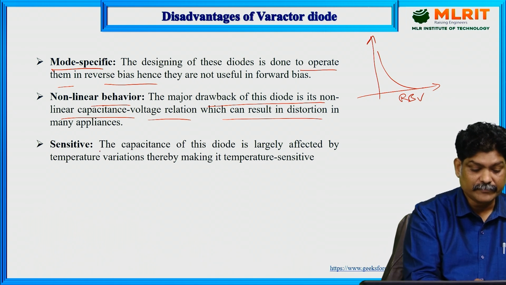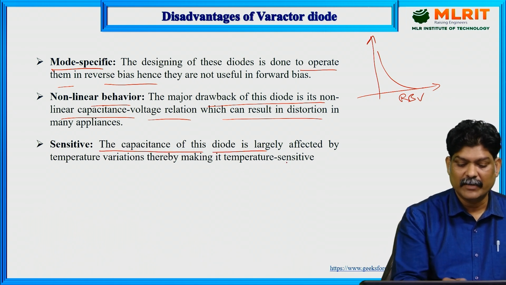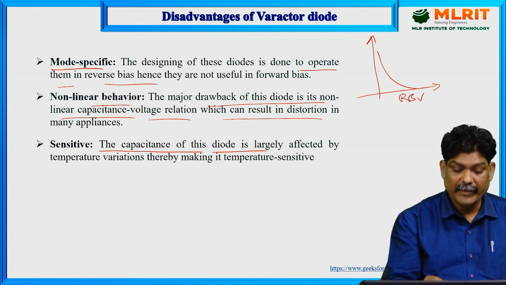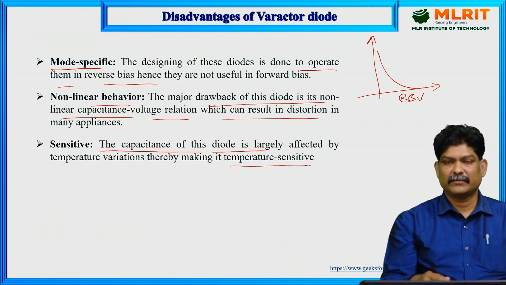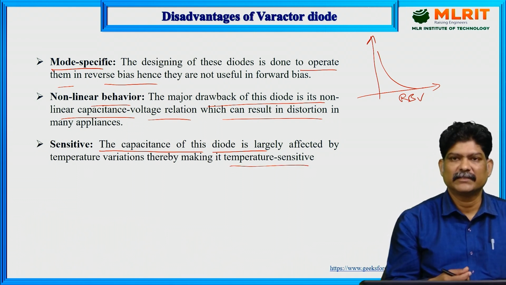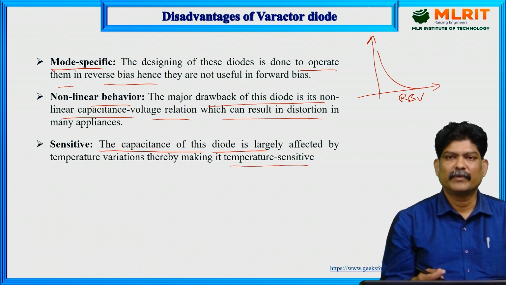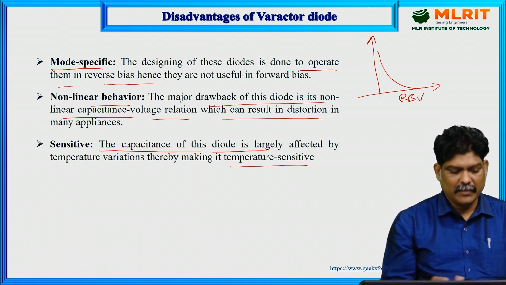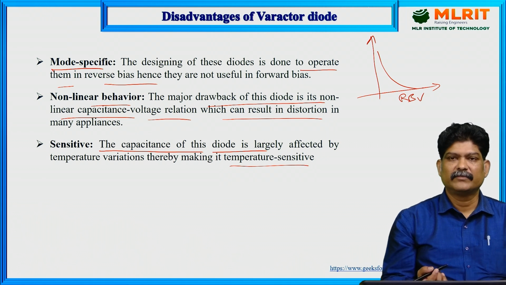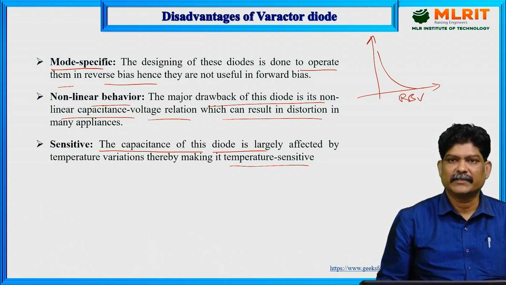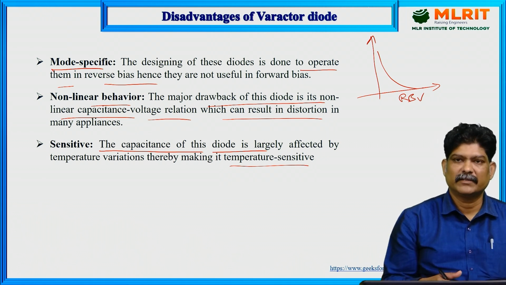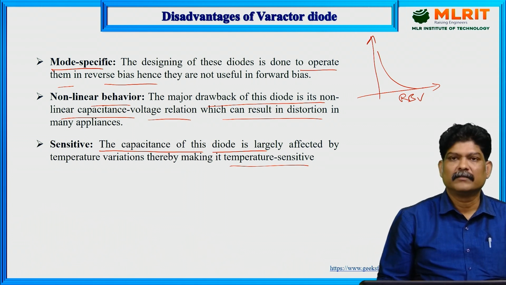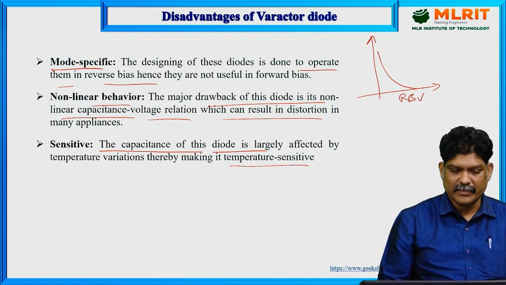Temperature sensitive: the capacitance of this diode is largely affected by temperature variations, thereby making it temperature sensitive. For environmental changes, there is a change in the properties of the material, so it is sensitive to environmental changes. Once the properties change, obviously the performance of the particular circuit also changes.